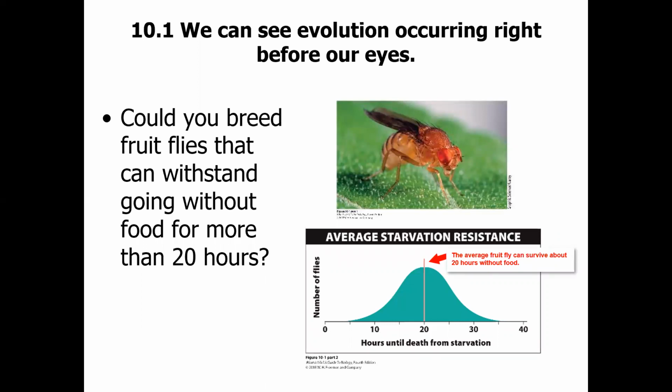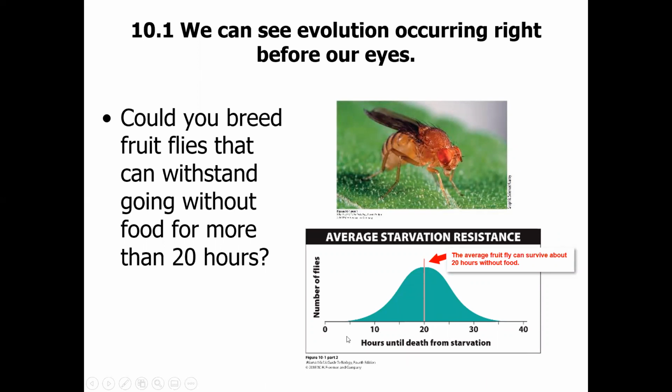So the chapter starts off with this example of evolution with fruit flies. They show us this fruit fly population of Drosophila melanogaster, and they basically do this starvation experiment where they have all of these flies. If you look at this graph down here, the number of flies is on the y-axis, then the hours till death from starvation are on the x-axis.